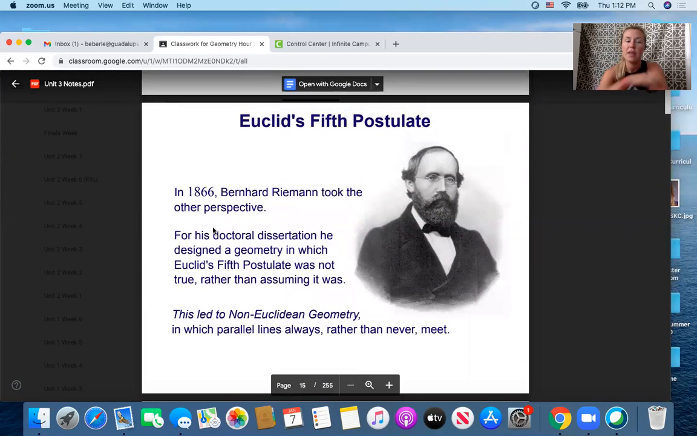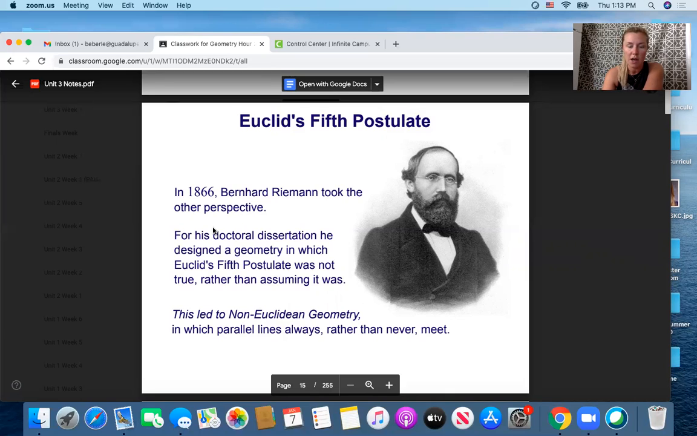So here we go. In 1866, Bernhard Riemann took the other perspective. For his doctoral dissertation, he designed a geometry in which Euclid's fifth postulate was not true, rather than assuming it was. So previous to this guy in this picture, everybody thought that Euclid's fifth postulate was true and that they just couldn't prove it. Well, he decided it wasn't true.